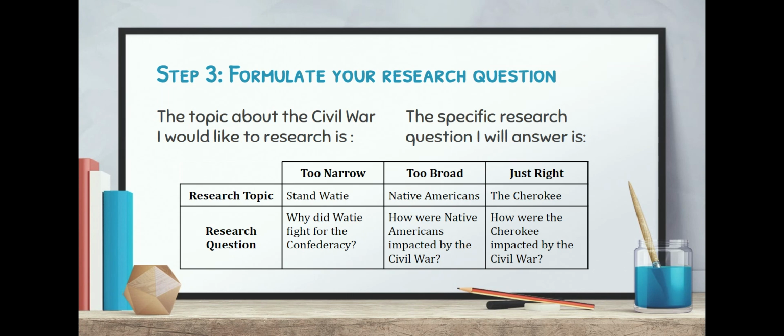The first question, why did he fight for the Confederacy, is too narrow and would be hard to find enough information on. The second is too broad and would be too much information to go through. How were Native Americans impacted by the Civil War? The third is just right. How were the Cherokee impacted by the Civil War? I can find sources on the topic, but it's specific enough that the information wouldn't be overwhelming.